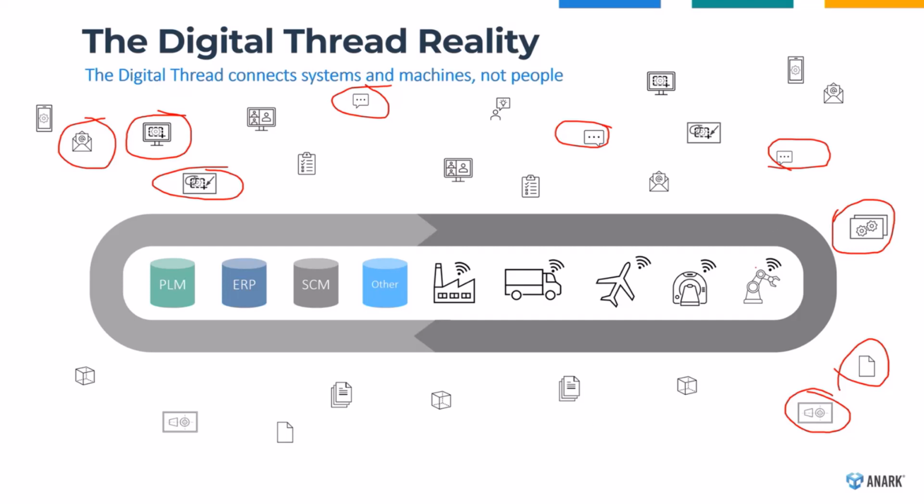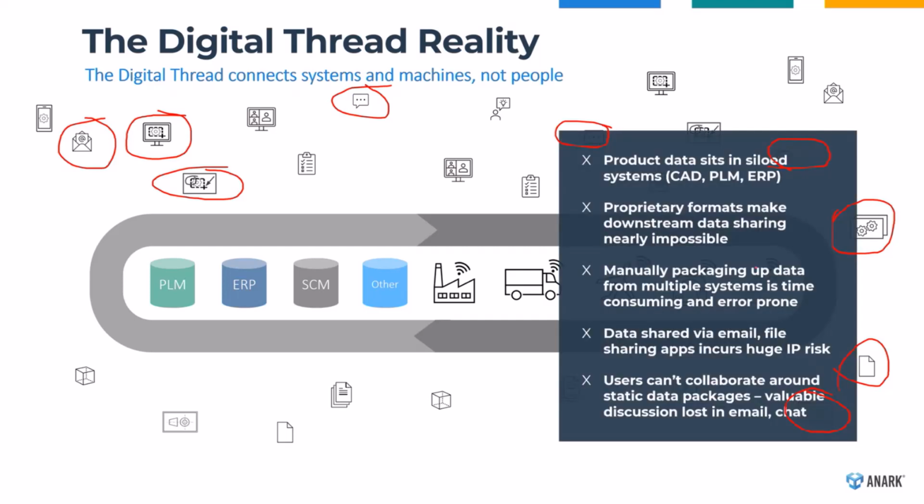And that's in large part because you have product data that sit in siloed systems. You have proprietary formats that make downstream data sharing nearly impossible, especially for a lot of the small medium manufacturers in the supply chain. You have engineers who are the human-powered digital thread manually packaging data from multiple systems, and it's time-consuming, cumbersome, and error-prone so that people can get the data. And then there's a lot of questions that have to be answered, and it's back and forth. Again, these red circles outside of this digital thread.